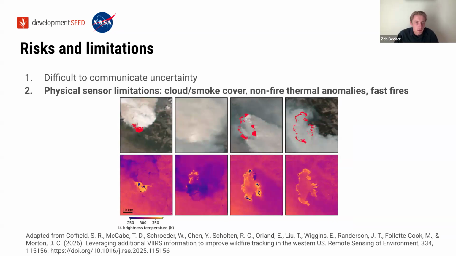So this isn't really new news, but it's something I want to call out, which is that, of course, there's limitations on the physical sensor. So even though we try to record a new perimeter every 12 hours, the VIIRS sensor can be obscured by heavy cloud and smoke cover. We also know that it can pick up non-fire thermal anomalies like gas flares, cement plants, even the sun reflecting off of solar farms or like large metal factory roofs. And as I discussed earlier, it can also completely miss a fast grass fire.